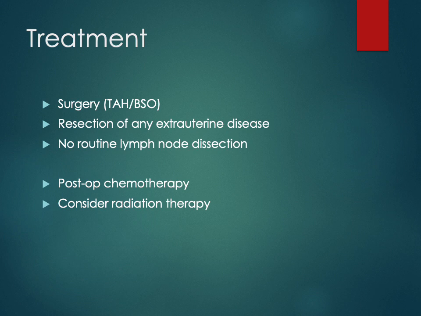For treatment for sarcomas, it's surgery with a TAH-BSO and resection of any extrauterine disease. We don't routinely do lymph node dissection on these. These often will spread by hematogenous spread, not lymphatic spread. These patients get post-op chemotherapy, usually with a doxorubicin base. Sometimes they'll get Taxotere and gemcitabine. That's another regimen that we'll use sometimes. And then consider radiation in special cases.